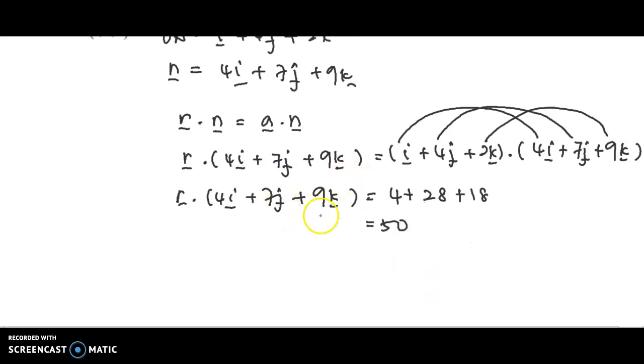Finally, the question is asking for the Cartesian equation, so say your r is xi plus yj plus zk, and then again you find the dot product. So the equation will become 4x plus 7y plus 9z equals 50. This is your Cartesian equation.